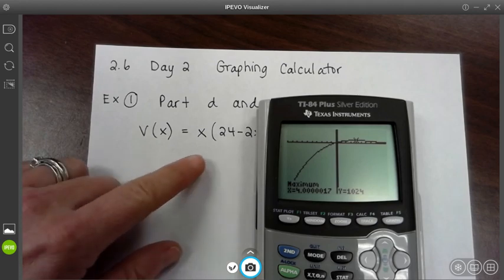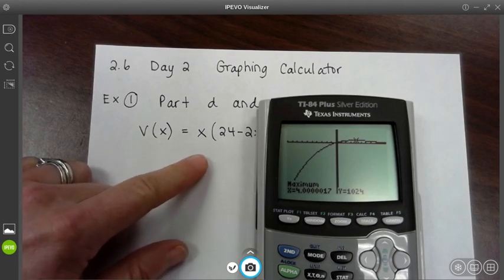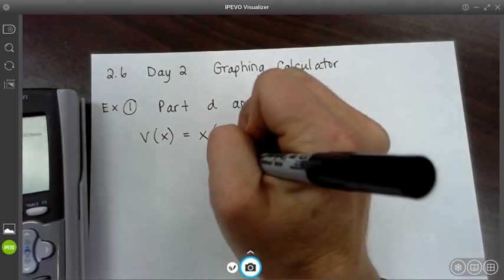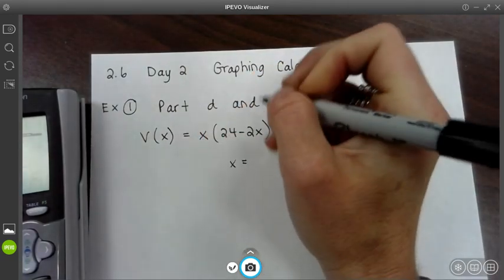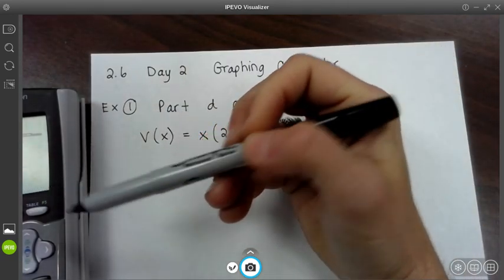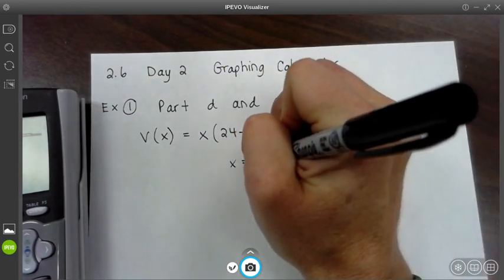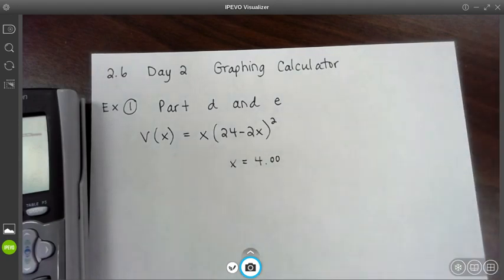So that means it'll take the value of x for which the volume is the largest. It'll happen when x is equal to 4.00. I actually think it's supposed to be an even 4. It's just the way the calculators are calibrated. I believe if you looked in the book, it would just say 4. But just to be safe, I'm going to put 4.00.